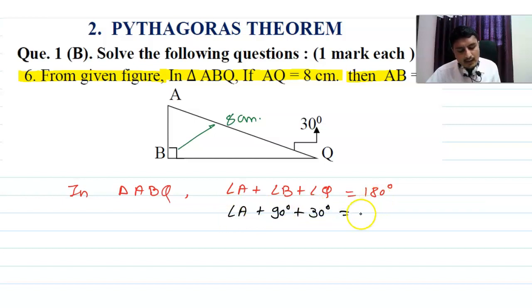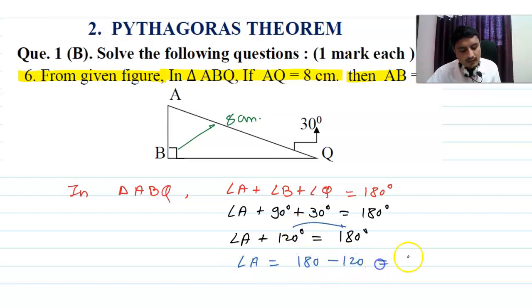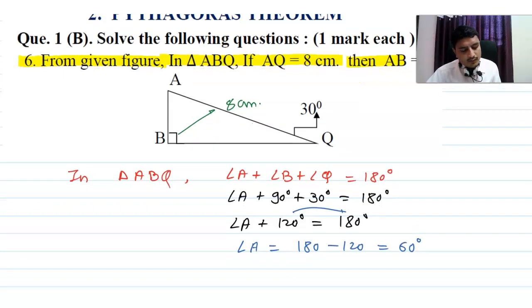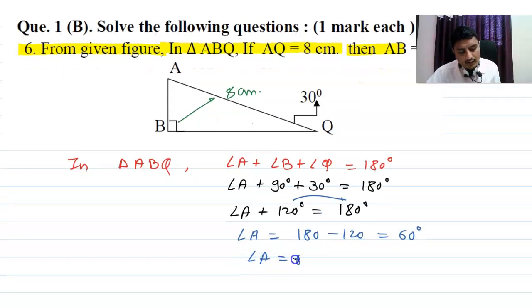Keep that angle A as it is, that is equal to 180 degrees. So angle A plus 90 plus 30, that becomes 120 degrees, equals 180 degrees. To evaluate the measure of angle A, shift 120 from LHS to RHS, so that plus 120 becomes minus 120, so the measure of angle A is 60 degrees.